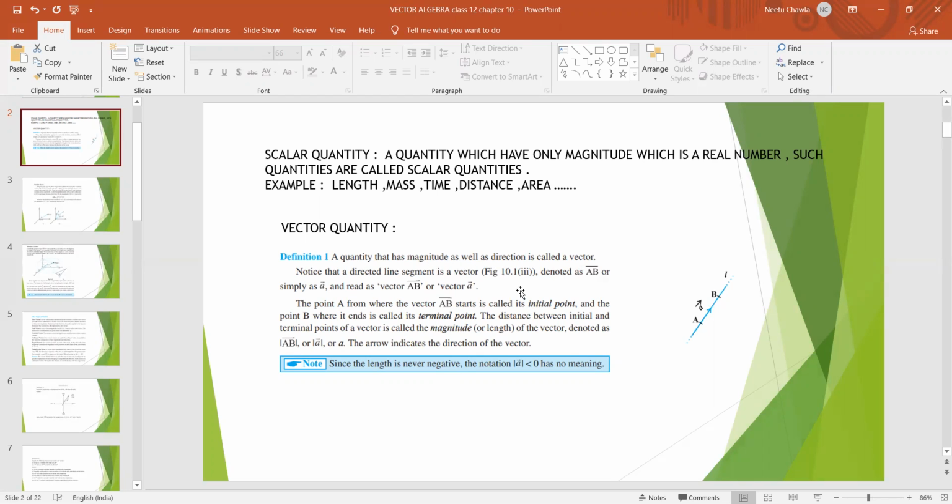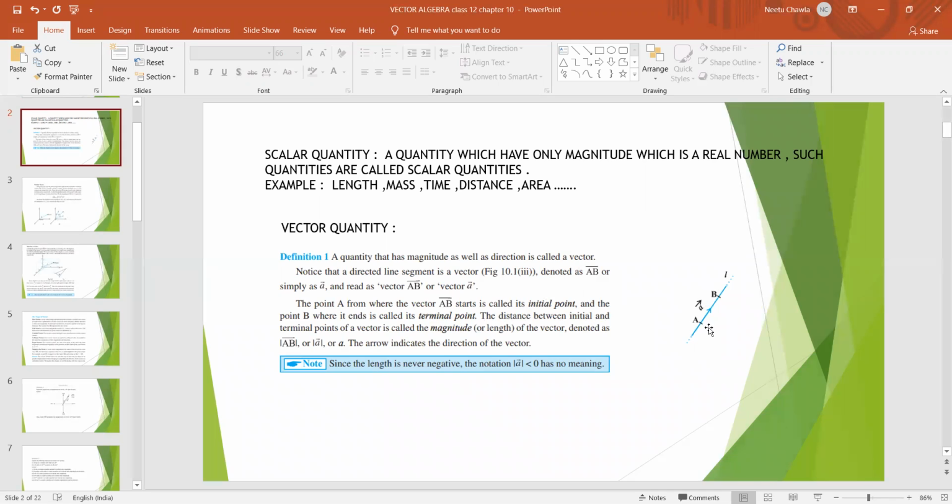And what is the difference? See the vector quantity. A quantity that has magnitude as well as direction is called a vector. And we denote it because direction is given. So if we have to denote this vector, just see the diagram you can see over here. A and B, and it is represented by a small a with an arrow on the head of this a. So a vector is always represented with an arrow above, whatever it is given. It's given AB, it's given with small a, whatever it is given, it is represented like that.